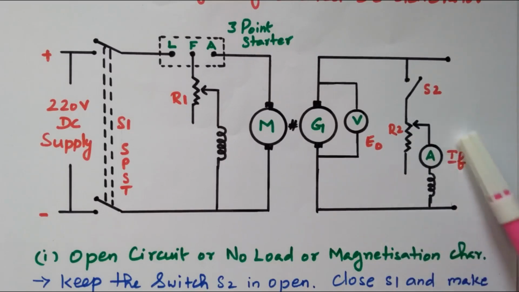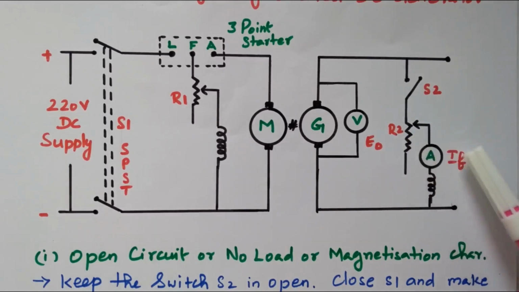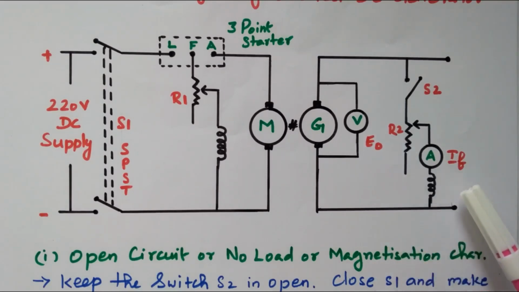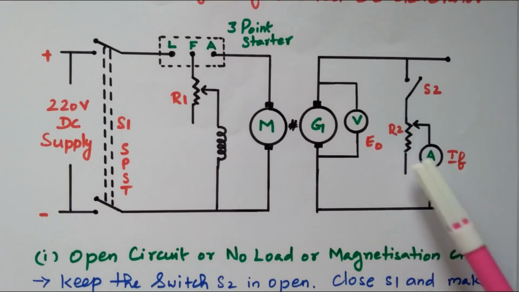So for various readings of IF, by varying this resistance value, the current flowing through the field winding keeps on changing. Initially it is at minimum value and keeps on increasing. For every field current, the no load EMF is noted down. Now we have a set of readings for IF as well as E0. Using that, we can draw the open circuit characteristics or no load characteristics.